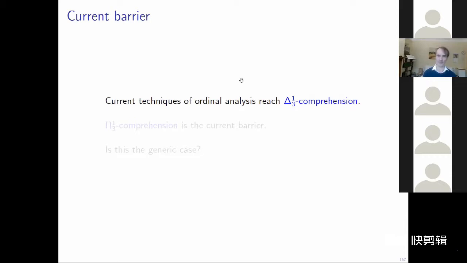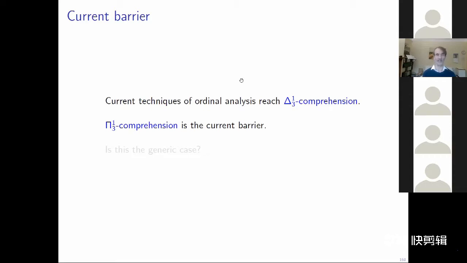Well, after Delta-1-3 comprehension comes Pi-1-3 comprehension. And this seems to be the current barrier. Of course, we would like to tackle this and surmount this barrier. There's also the question of what comes after that. So having this kind of dream of being able to surmount it, what comes after that?